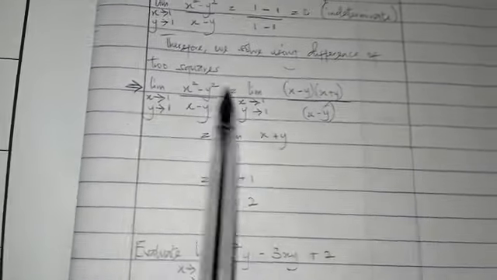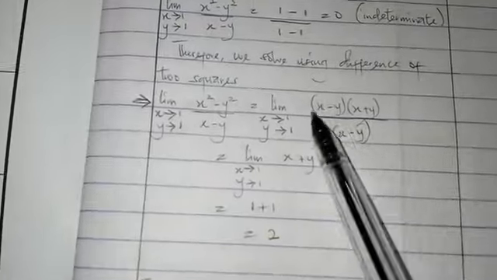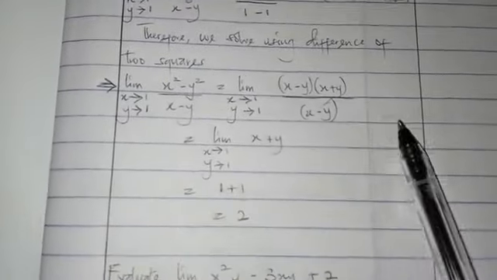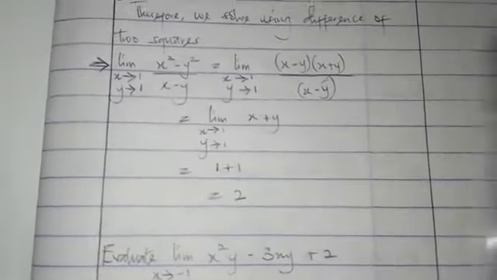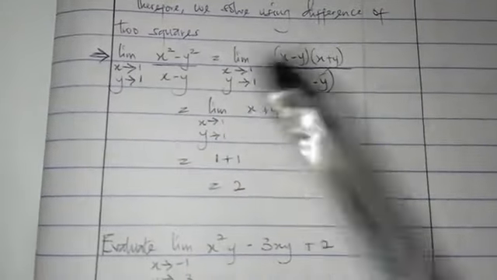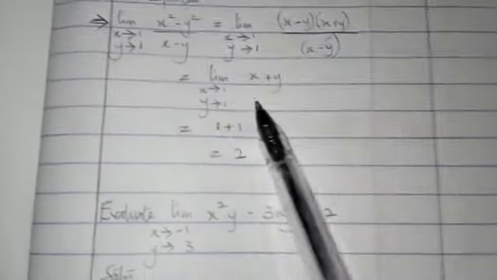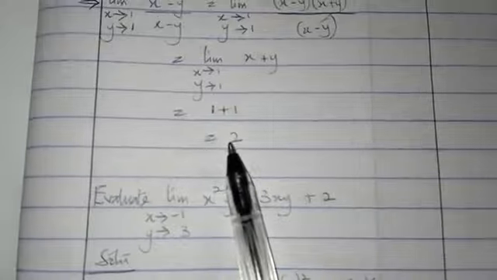So we express this in terms of the difference of two squares, which will be x minus y times x plus y, all over x minus y. This cancels out this, and you're left with x plus y. When you substitute, you're going to get 2.